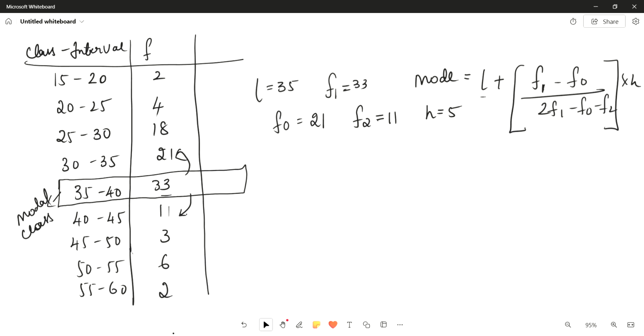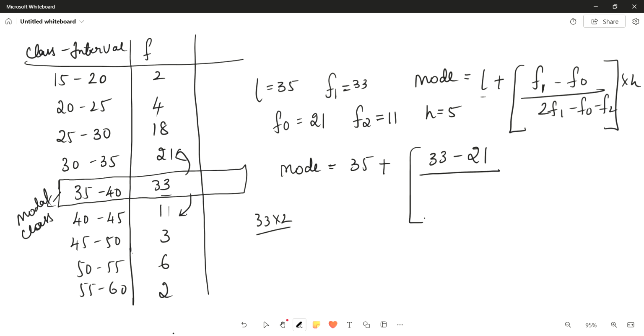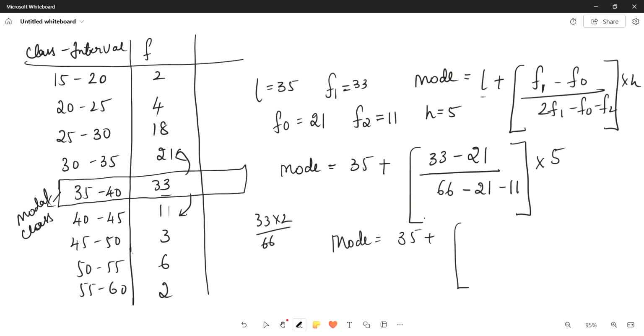And now substitute the values. So mode is equal to L, which is 35, plus F1 33 minus 21, divided by 2 times F1. F1 is 33, right, into 2, so 66, minus F0 which is 21, minus F2 which is 11, into H, that is 5. Okay. So mode is equal to 35 plus 33 minus 21, so it is 12.